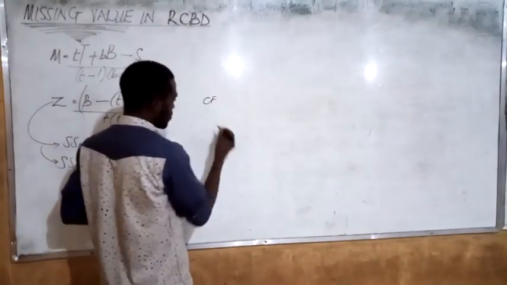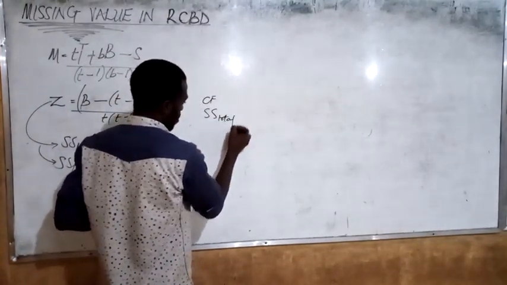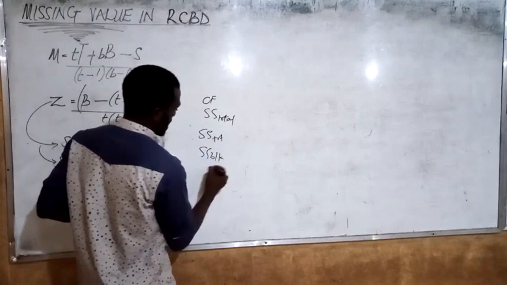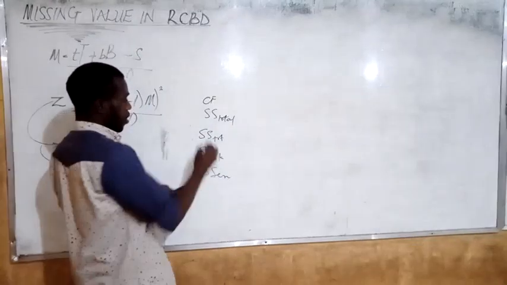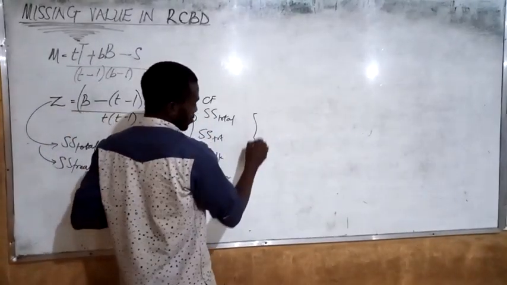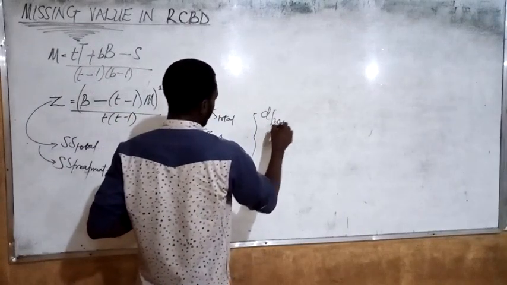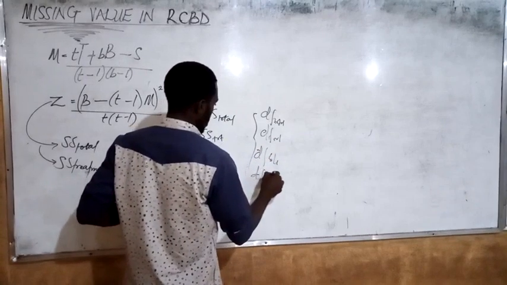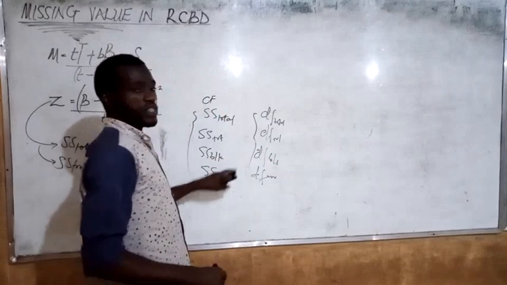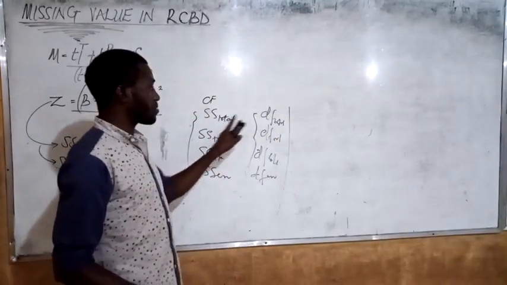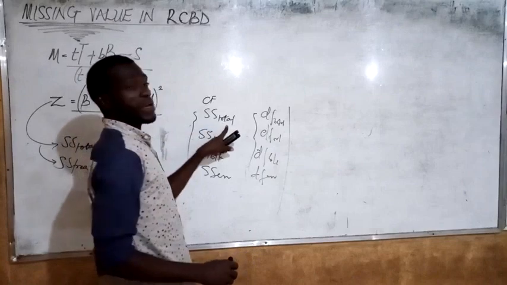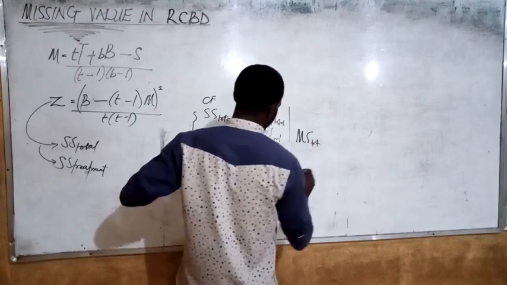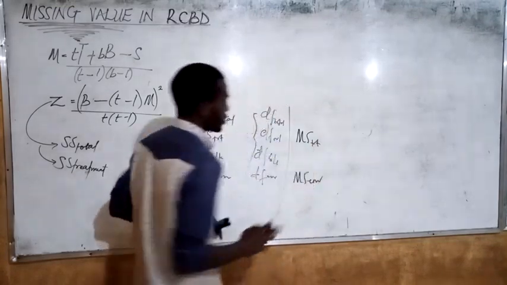First, calculate the CF, then SS total, all the SS. We have SS for RCBD. We have SS total, SS treatment, SS block, and SS error. All of these SS will have their own DFs, right? So we have DF total, DF treatment, DF block, and DF error. Then for some of these we have their own MS by dividing this by this. We don't need MS for total, we only need MS for treatment and error here. So we do MS treatment and MS error. Alright, so that is the sequence.